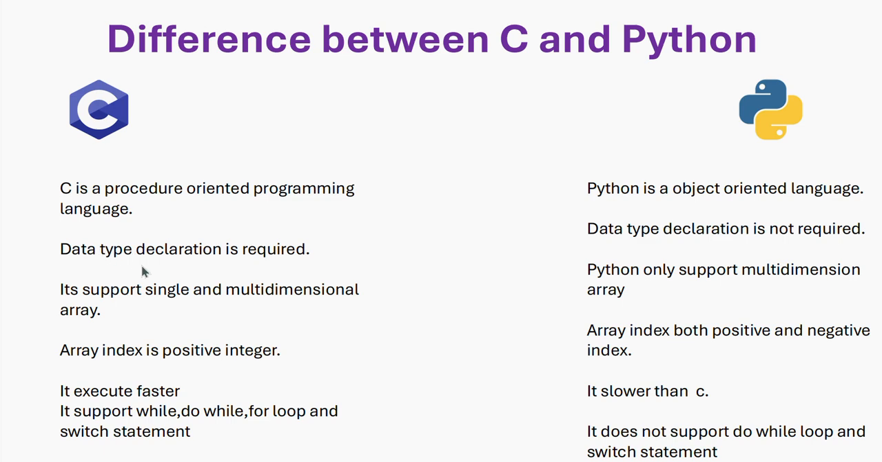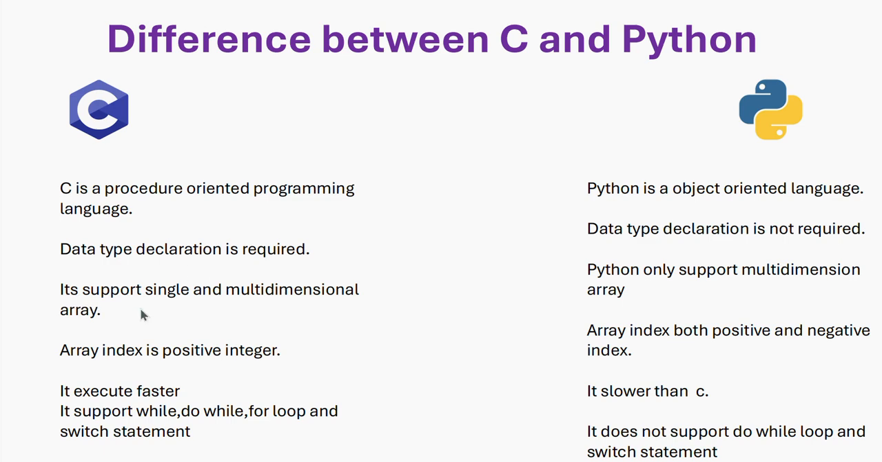Next, data type declaration is required in the C language. It means you must declare which type of data you use. Int for integer, float for decimal, like that. You can declare the types of data. But in Python there is no declaration of data types because it is dynamic. It will automatically detect which type of data you use.